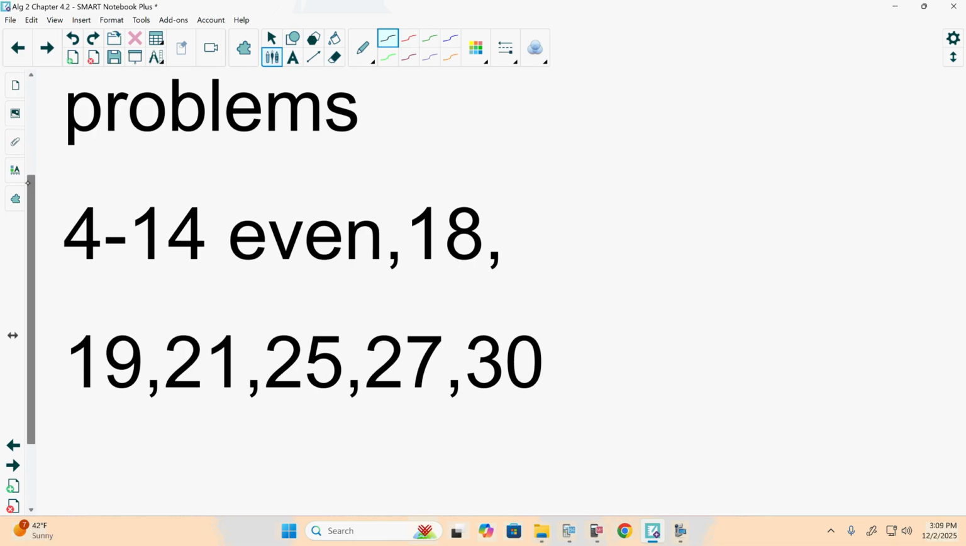4 through 14 even, 18, 19, 21, 25, 27, and 30. I think the 19 is the error detection. One of them is the error detection. I can't remember which. 25. 25 is the error detection problem. So all you're doing is looking at what they did and seeing what they did wrong, telling what they did wrong, and then fixing it.